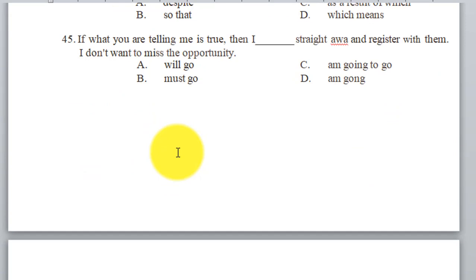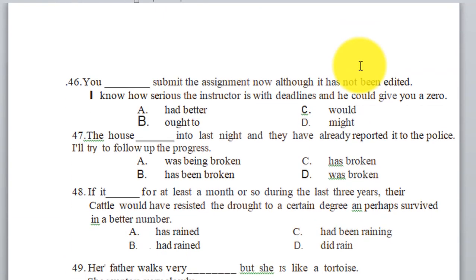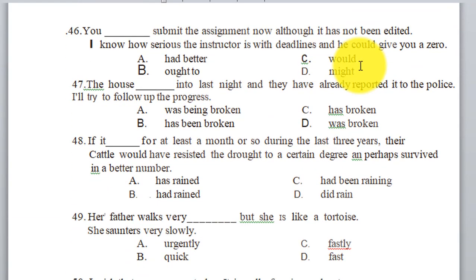Yeah, and the other one here is: if what you are telling me is true, then I blank straight away. I'm going to go straight away. Yeah, I'm going to go straight away.